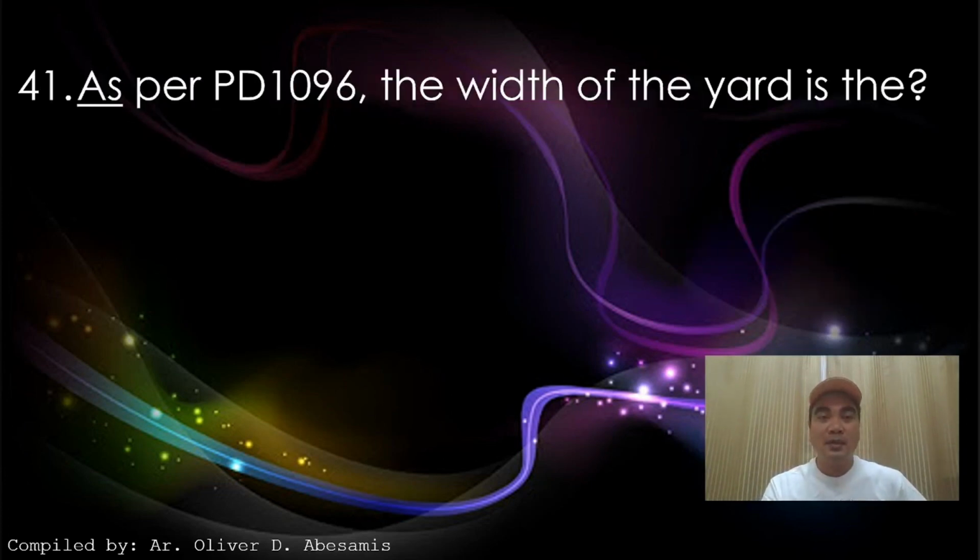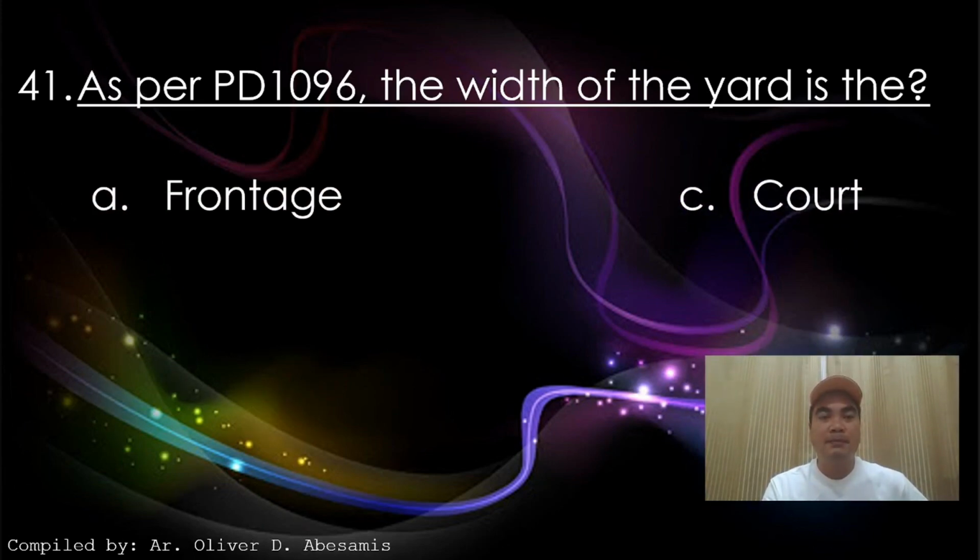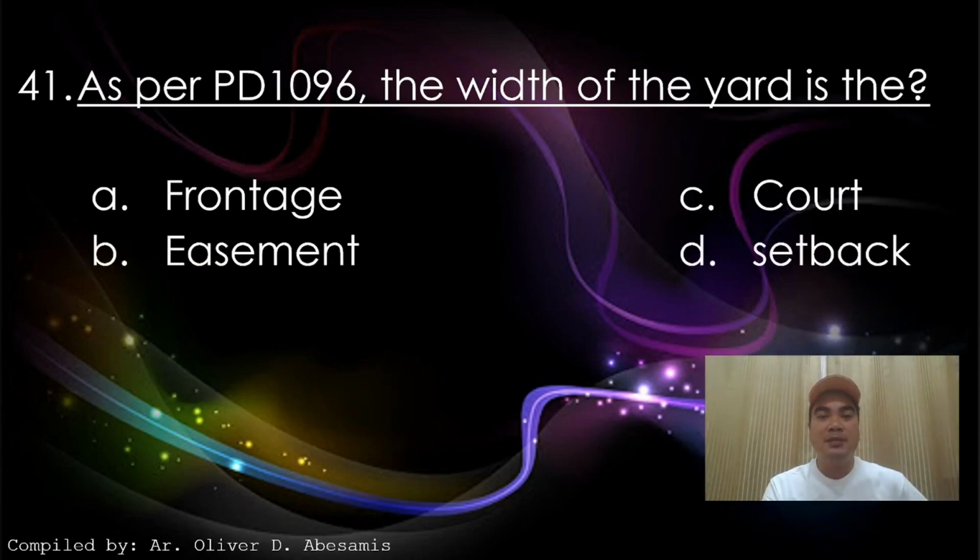41. As per PD1096, the width of the yard is the blank. Again, as per PD1096, the width of the yard is the blank. A. Frontage, B. Easement, C. Court, and D. Setback. Answer? D, Setback.